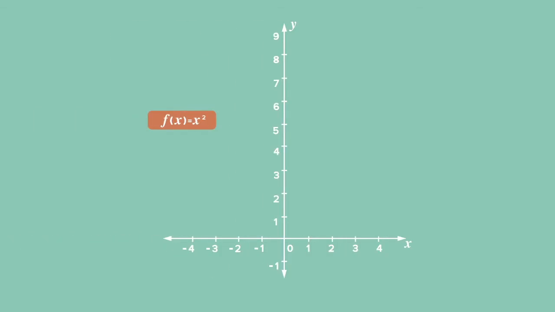This is the graph of f of x equal to x squared. The vertical line test shows that this graph also represents a function. There are two x values for each y value except at the turning point. We call this a many-to-one function.